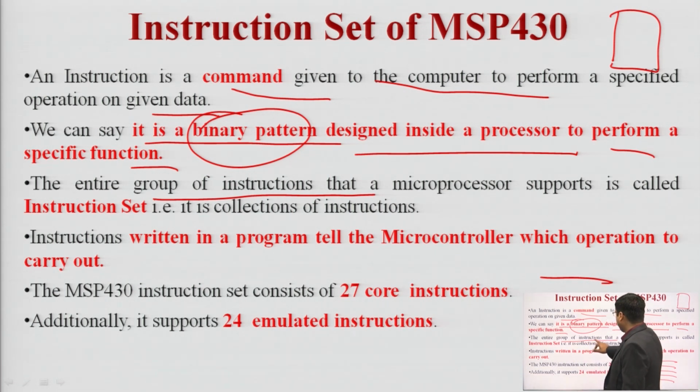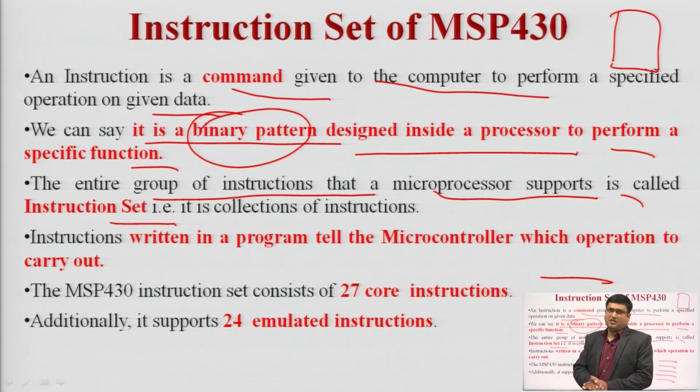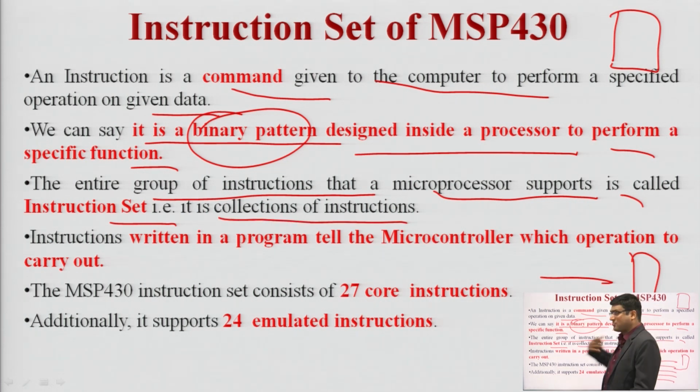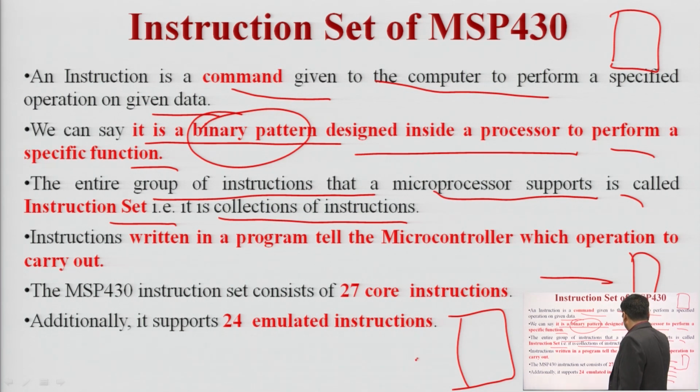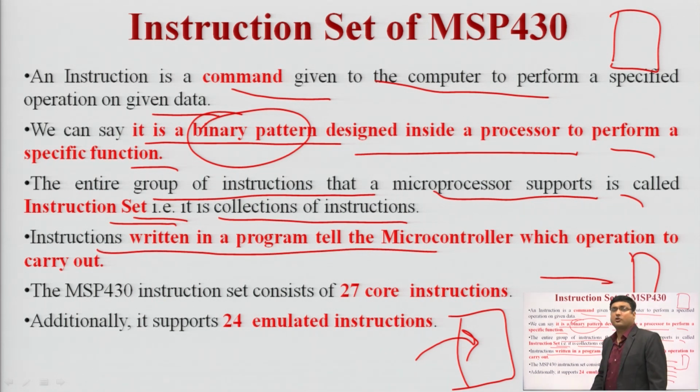The entire group of instructions in any processor is called the instruction set. So, the instruction set represents the entire group of instructions available, basically a collection of all the instructions. Instructions written in a program tell the microcontroller which operation has to be carried out. We have seen that instructions basically represent the type of actions to perform on the data. So, that is the MSP 430 instruction set.